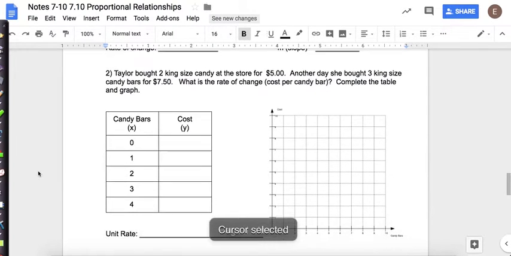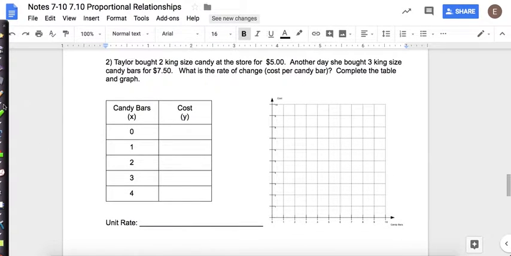So it says Taylor bought 2 king-size candy bars at the store for $5. Another day, she bought 3 king-size candy bars for $7.50. What is the rate of change? Cost per candy bar. Complete the table and graph. So we know that 2 candy bars cost $5. And I know you've probably already figured out the unit rate. But we're going to pretend like we don't know it. So we have $5 because we want to know cost per candy bar. So we're going to put the cost on top and the candy bar on the bottom. So $5 for 2 candy bars.